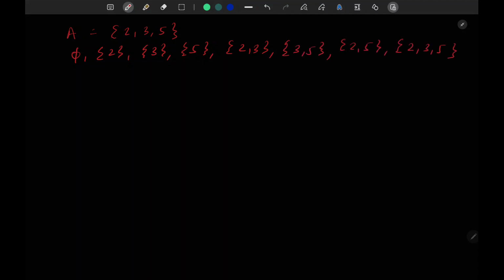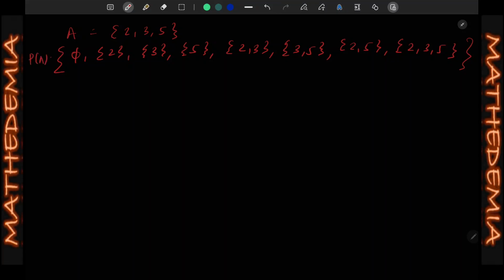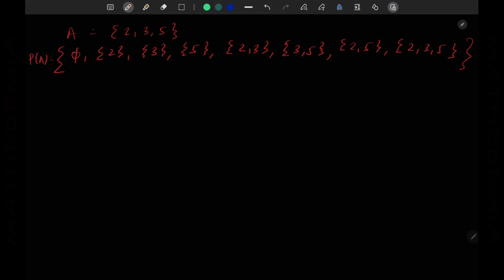Now suppose A is a set containing the numbers 2, 3 and 5. Then all the subsets of this set will be as follows. Now taking two elements at a time. Now writing the improper subset of the given set. If we now put all these subsets in another set, then this set is known as the power set of A. So a power set is a set of all the subsets of a given set.